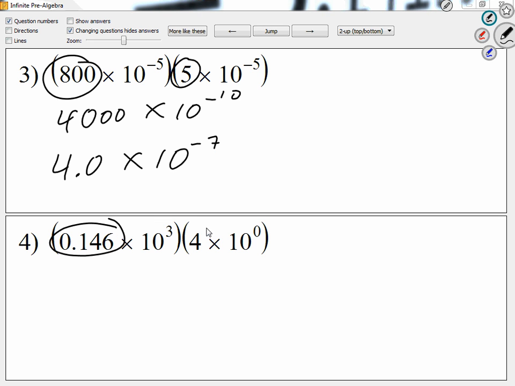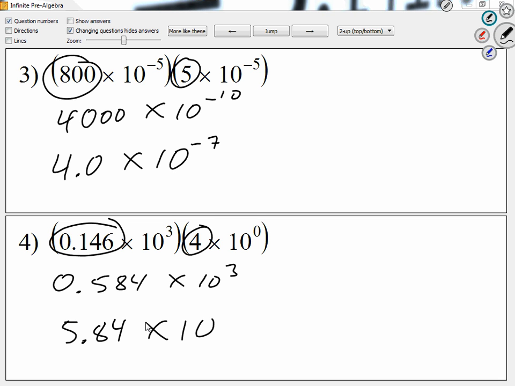Alright, let's take a look at number 4. What's 0.146 times 4? 0.584. Times 10 to the 3. And again, on the 10s, I just added the exponent. Right? 3 plus 0 gave 3. We have to fix this. So we're going to call this 5.84, because that's between 1 and 10. 5.84 times 10 to the what? To the 2. Right, I know if I'm before the 5, I have to move 3 to the right. I already moved once, so I only have 2 left.